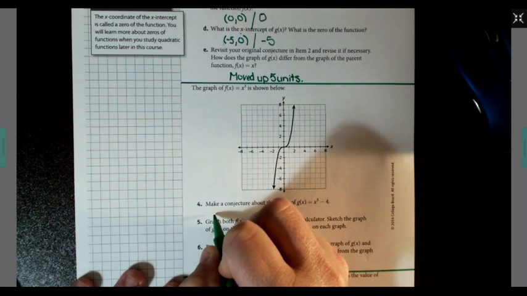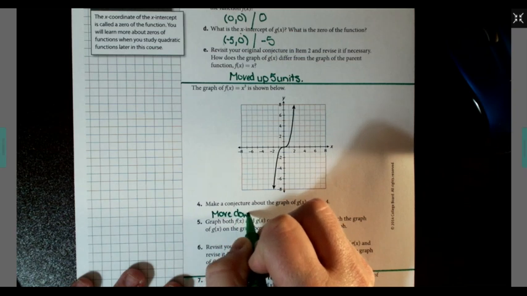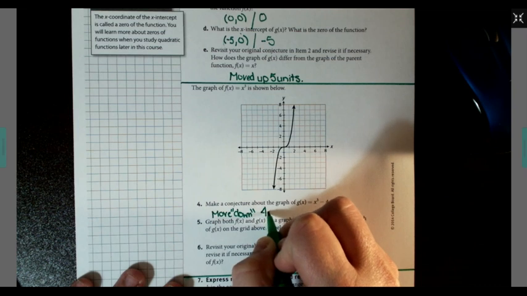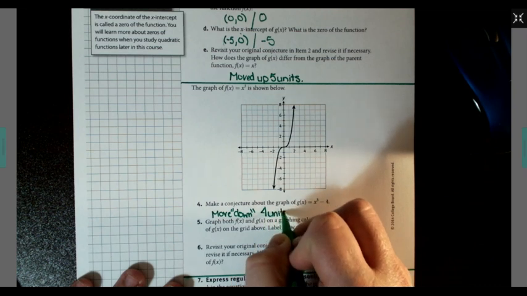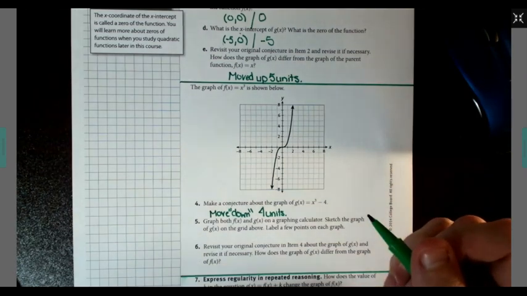I would have to guess that it is going to move down four units because the other one was positive and it moved up.